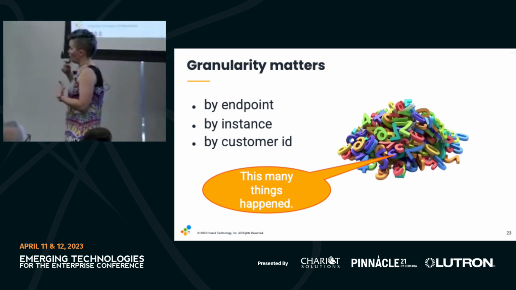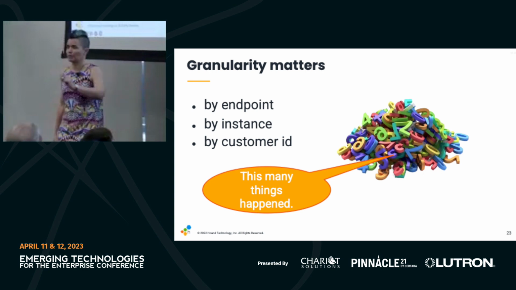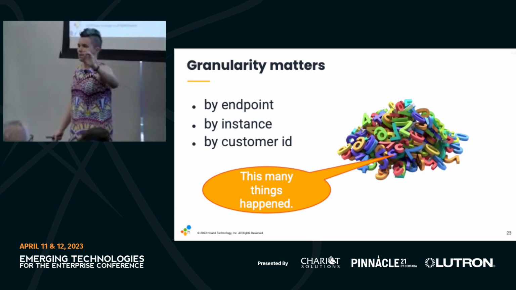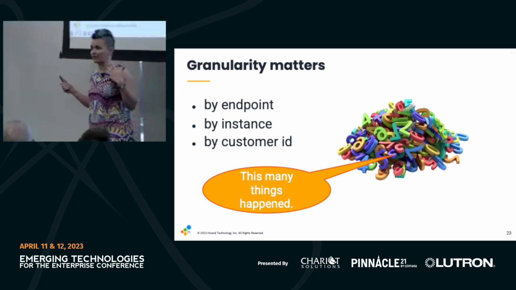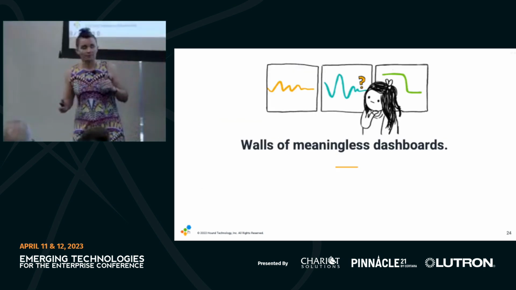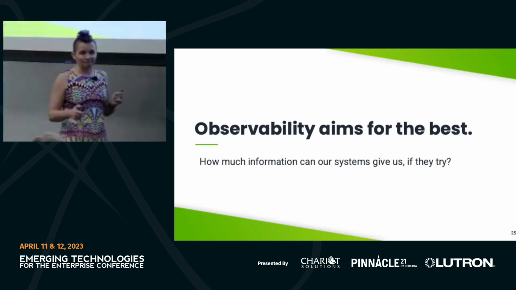We need to know, by instance, by customer ID. And you do not want to store this many metrics because they are a fixed cost per metric. And if you have 1,000 customers, you don't want to take that cost times 1,000. You're not going to do it. And then you get the walls of meaningless dashboards.